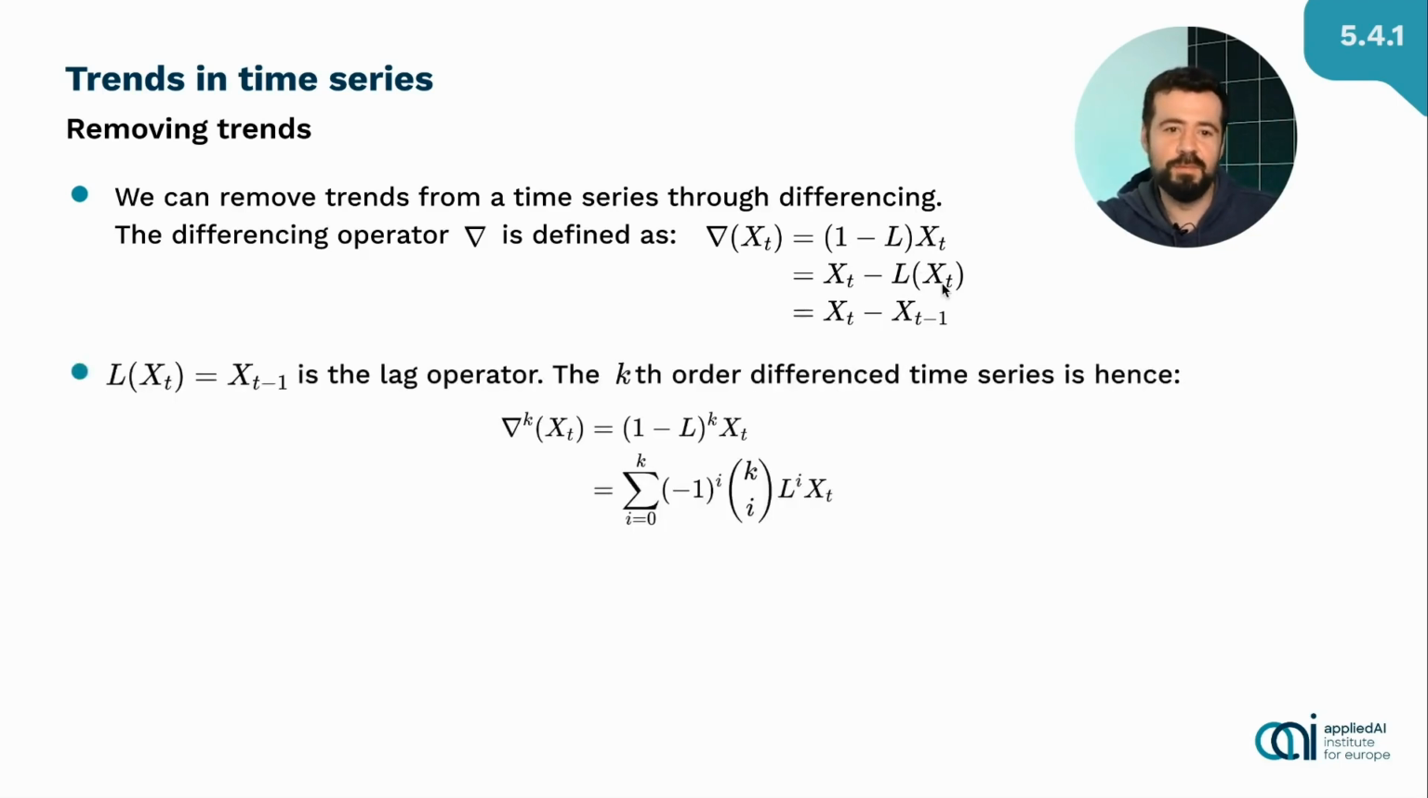When it comes to removing trends in a time series, we very often do not want to apply this lag operator only once, but potentially several times. So the k-th order differencing operator nabla k is defined as (1 minus L) to the k, applied to xt, which can then be computed with the binomial formula.